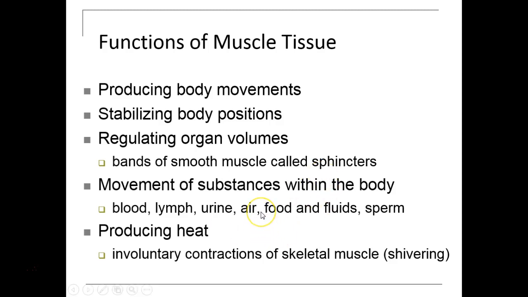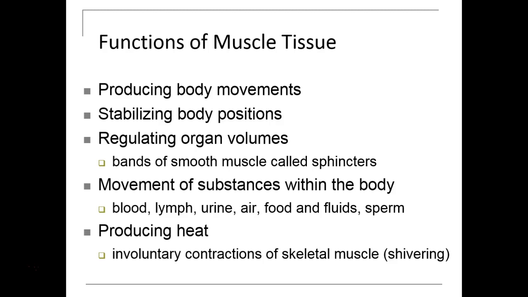Your diaphragm and other muscles of respiration contract and relax to allow air to move in and out of your lungs. Smooth muscle around the GI tract causes food and fluids to move through the GI tract. And muscle contraction in a special tube called the vas deferens, smooth muscle, contracts and relaxes rhythmically to cause sperm to leave the male reproductive system.